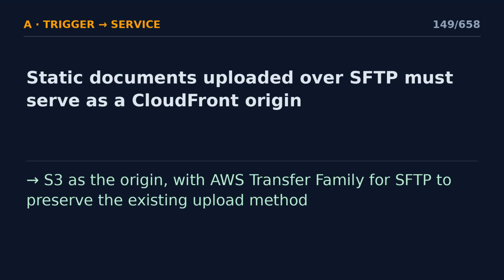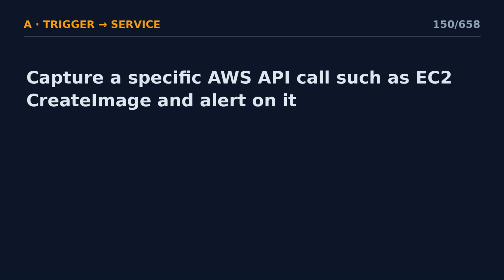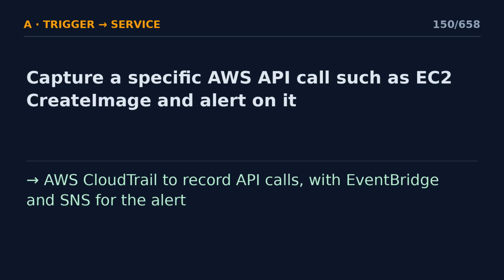Answer: S3 as the origin, with AWS Transfer Family for SFTP to preserve the existing upload method. Capture a specific AWS API call, such as EC2 create image, and alert on it. Answer: AWS CloudTrail to record API calls, with EventBridge and SNS for the alert.